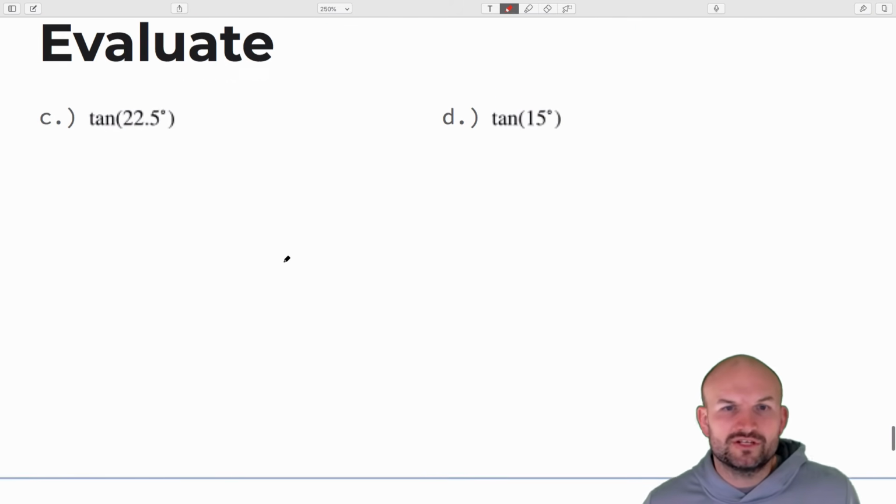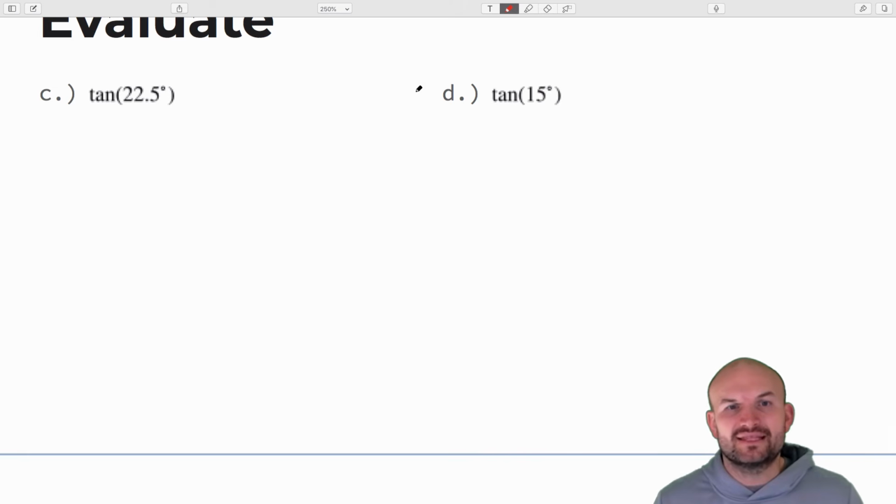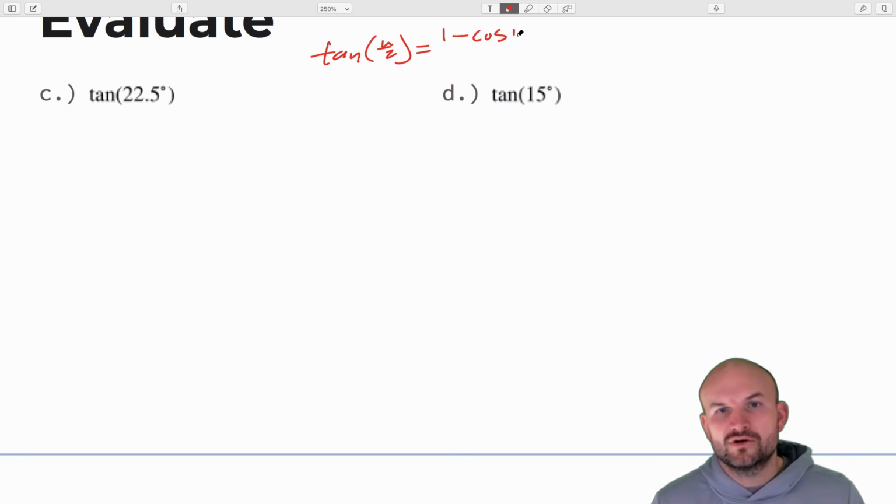And then let's just go ahead and do the one for tangent. And again, the formula that I like to use for the half angle here of u divided by 2 is going to be 1 minus cosine of u over sine of u.